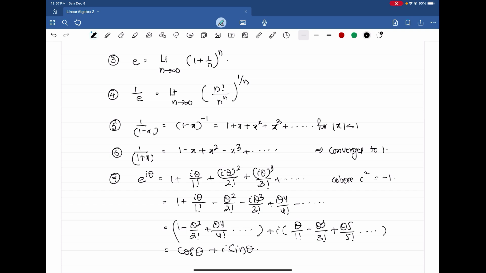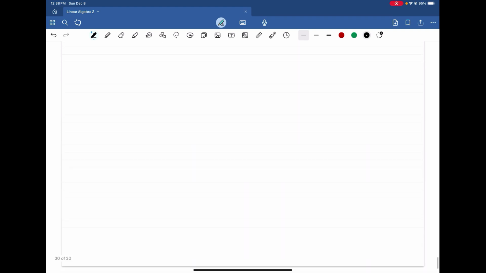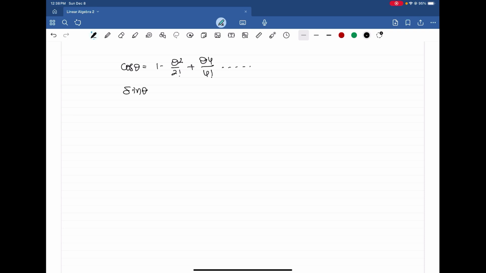By equating the real numbers and complex numbers on either side, left hand side and right hand side, we'll get cos theta is equal to 1 minus theta square by factorial 2 plus theta to the power of 4 by factorial 4 and so on. Sin theta is equal to theta minus theta cube by factorial 3 plus theta to the power of 5 by factorial 5 and so on.